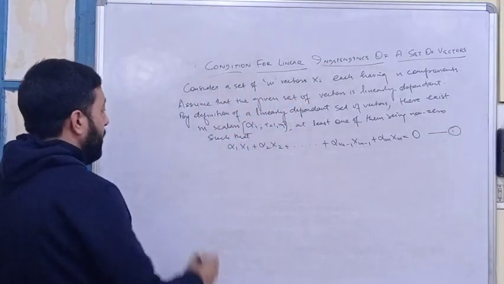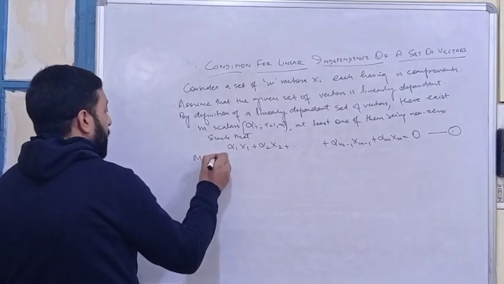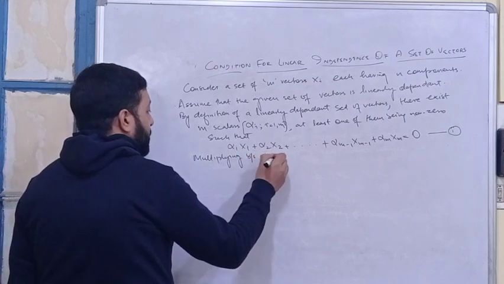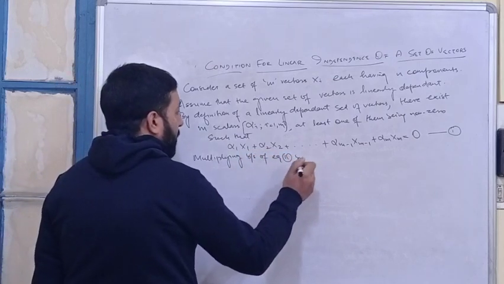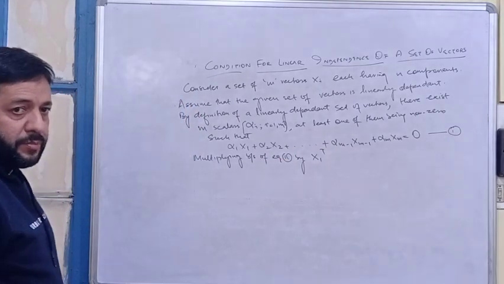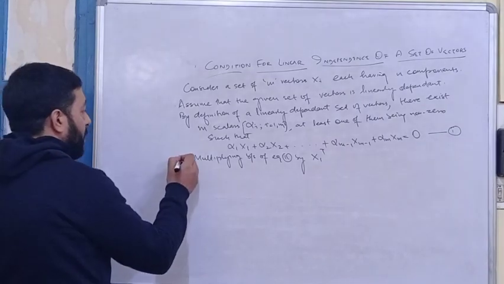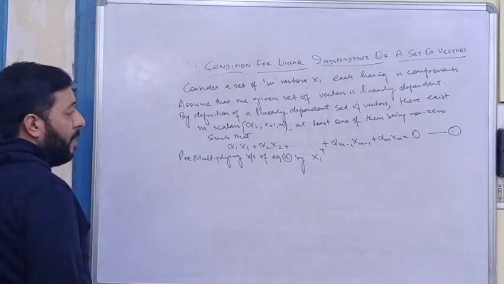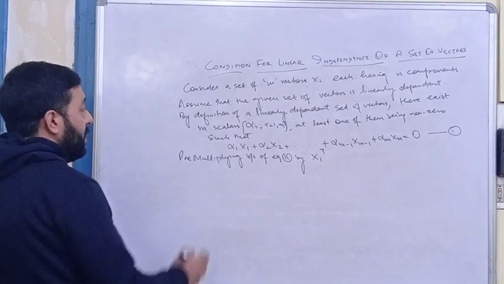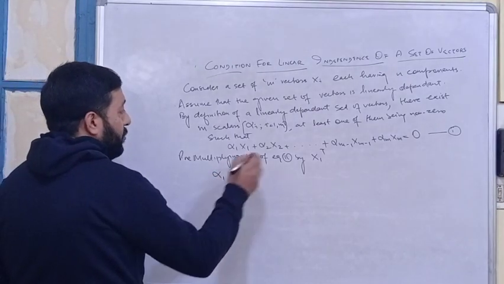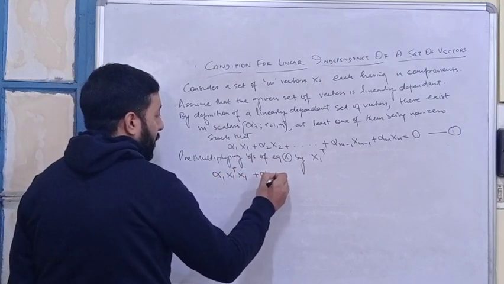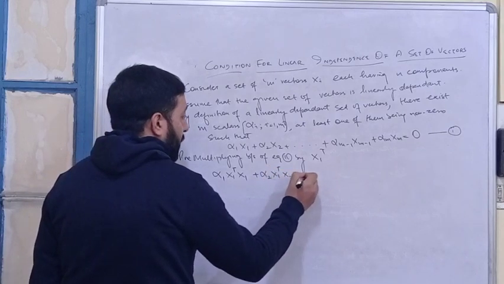Okay? Multiplying both sides of equation 1 by x1 transpose. Yes, sir. Pre-multiplying. ओके, हर एक वेक्टर में कितने कंपोनेंट्स हैं? n. Yes, sir. तो मैंने क्या किया? I pre-multiplied both sides with x1 transpose. So this is like this. है ना? Yes, sir.